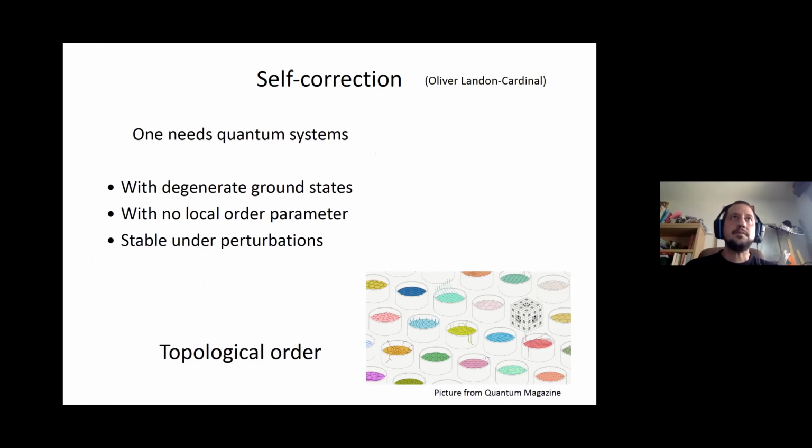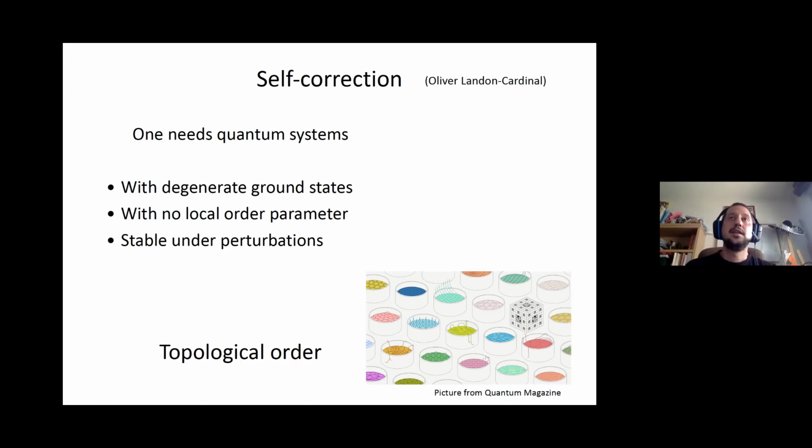Okay, so indeed, in order to have self-correction, one needs quantum systems with 3 properties. First of all, they must have a degenerate ground state, so that in those states we encode our qubits. There should be no local order parameter that distinguishes between the different ground states, and the system should be stable under perturbations. And these 3 properties are clear indicators of the existence of topological order. Indeed, one can even take them as the definition of topological order. So in a sense, in order to have self-correction in quantum systems, one needs to study topologically ordered systems. Okay, and there is this very nice picture I put here that's taken from a very nice overview article in Quanta Magazine.